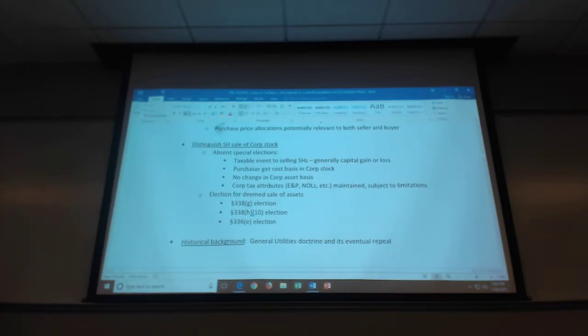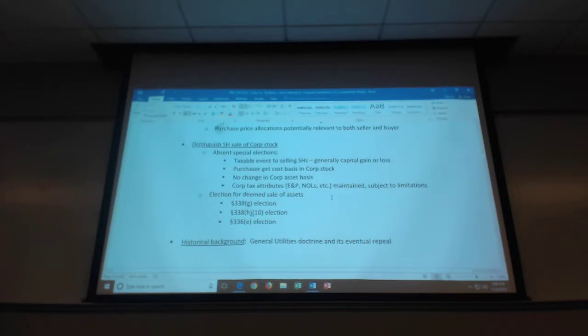There are special elections, which we're not going to cover, but this is hugely important if you get involved in mergers and acquisitions work, under which, even though the shareholders are selling their stock in the corporation, the parties can make certain types of elections so that the transaction is treated as if it had been a sale of assets. Fascinating topics. And again, you'll pick that up over time as you go through your career. So that's all kind of a preview.